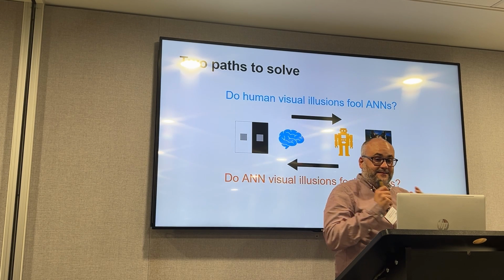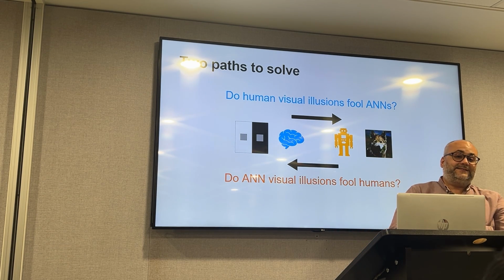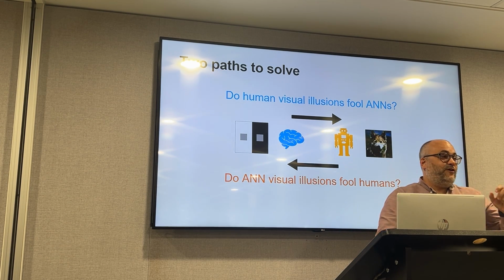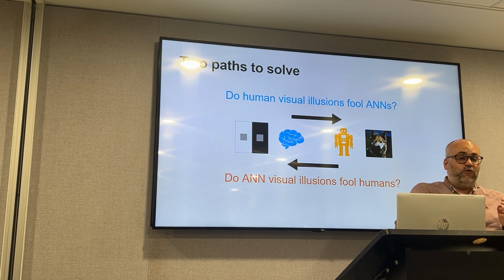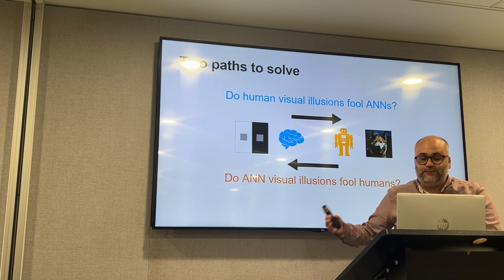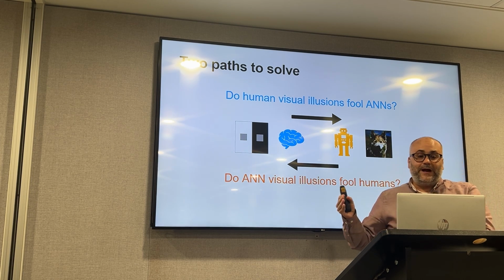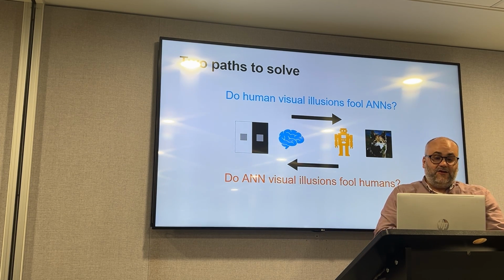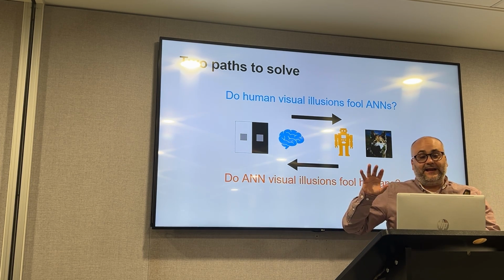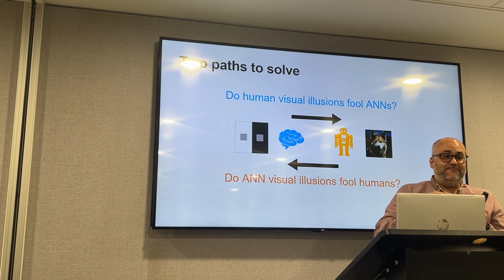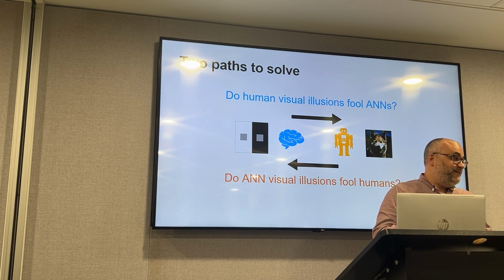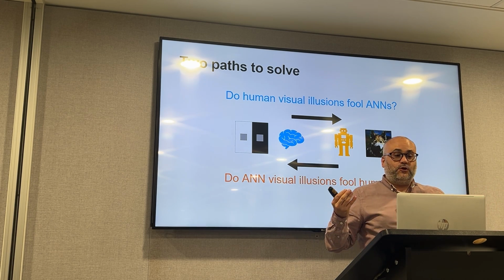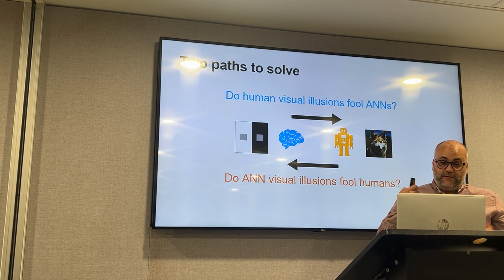Having said that, what we see is we have two paths. There is a path asking, okay, do traditional visual illusions fool ANNs, in this case today diffusion models? And of course we will have a second path, which will be the opposite: can I make with an ANN a visual illusion that will fool a human? So in this talk, we are going to look at both.